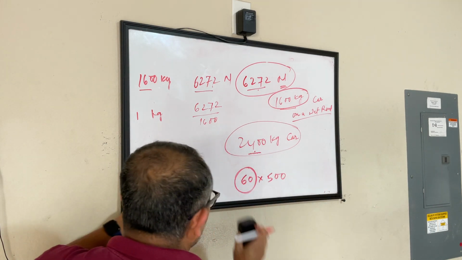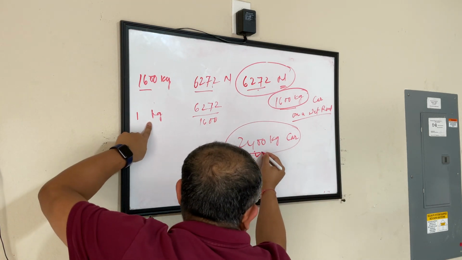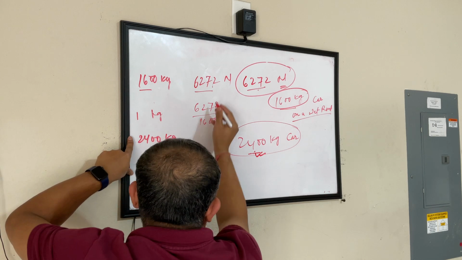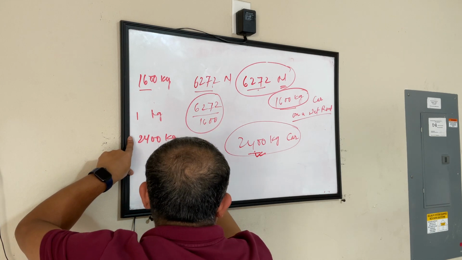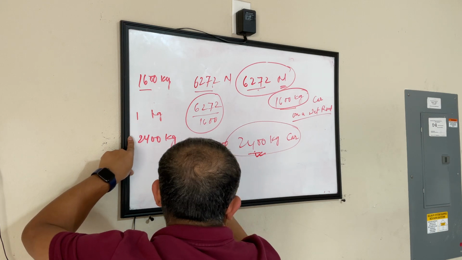So here we got the value for the unit, meaning for 1 kilogram. Now we have to answer for this 2400 kilogram. Whatever value I have for 1, I'll just multiply that by 2400.